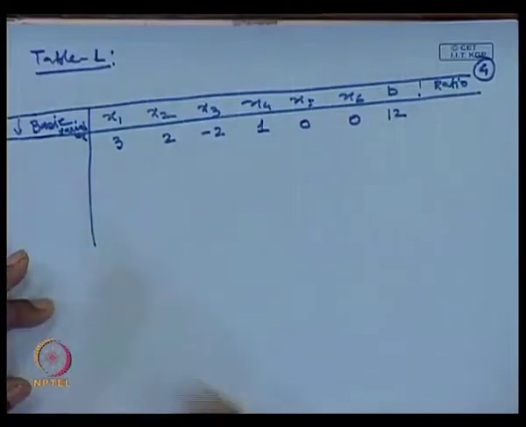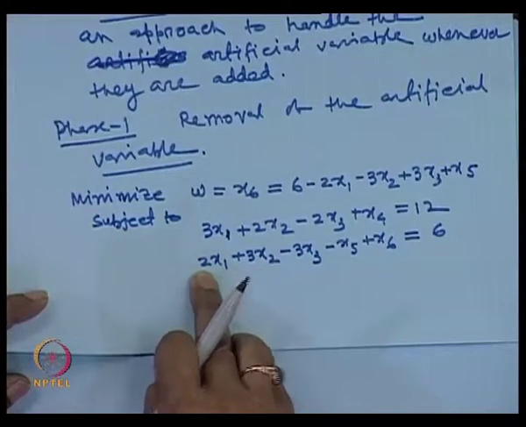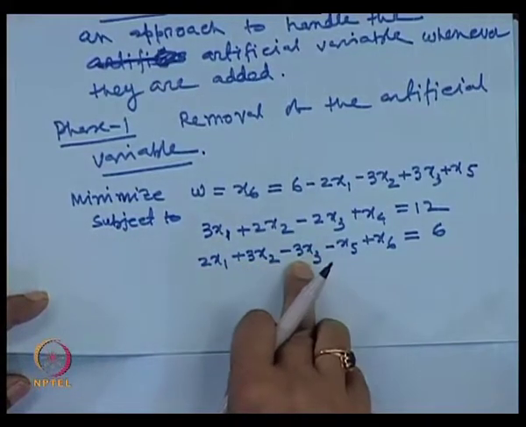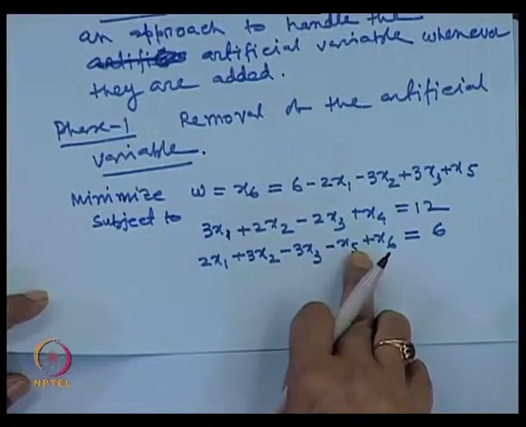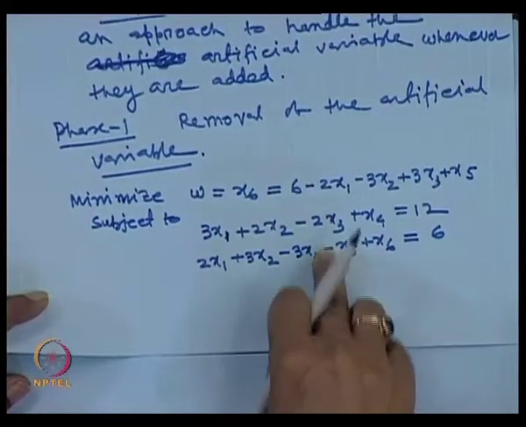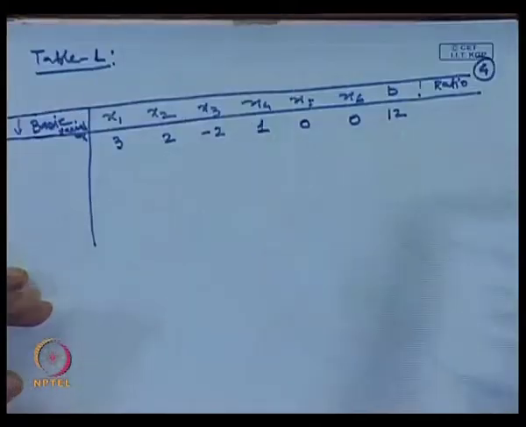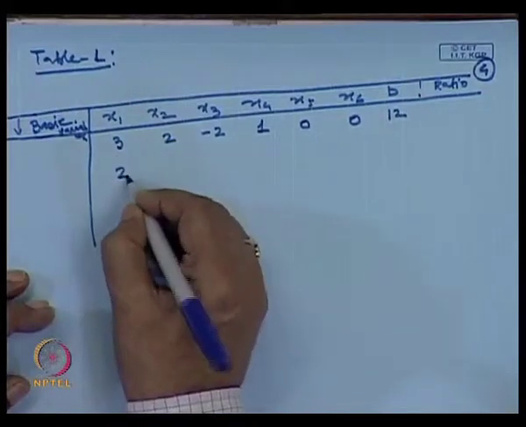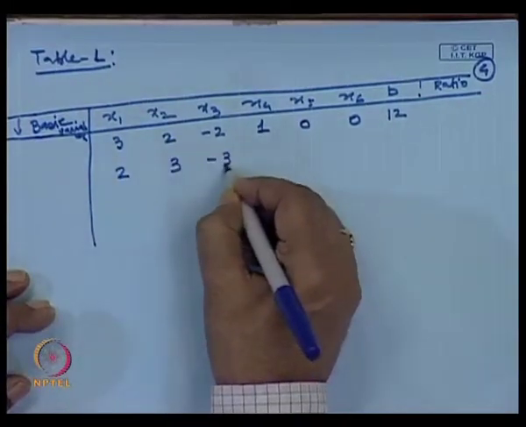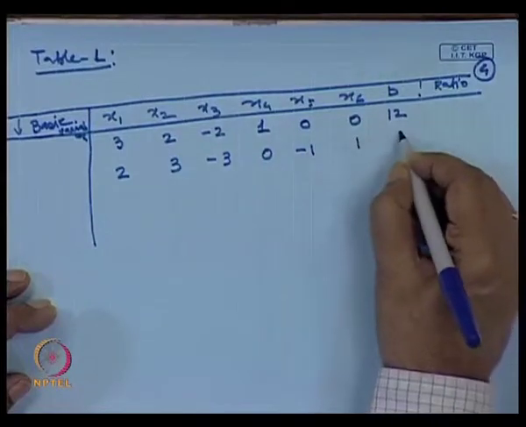Similarly, the second equation. Under x 1, 2, under x 2, 3, under x 3 minus 3, under x 4 it will be 0 since no x 4 is there, under x 5 minus 1, and under x 6 the coefficient is 1. So I can write 2, 3, minus 3, 0, minus 1, 1, 6.